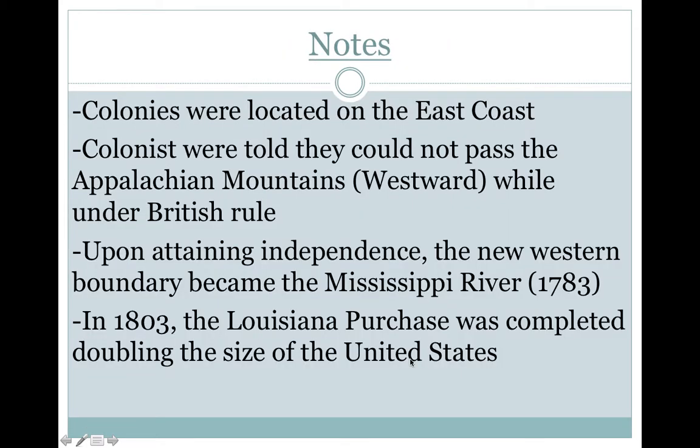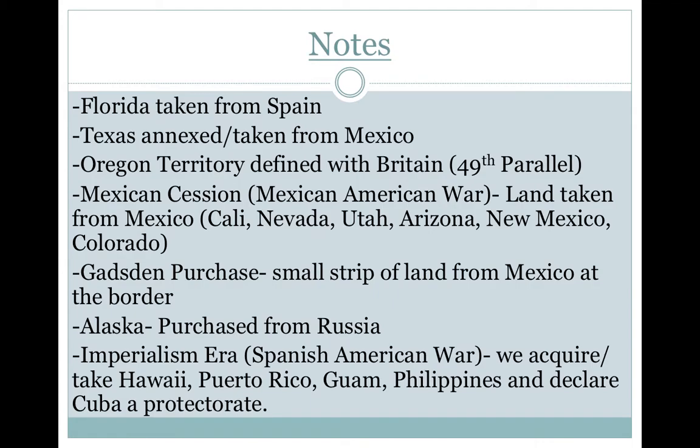If I had to give some short notes on geography in the United States, I would say, remember, the colonies are located on the East Coast, and the colonists were told they could not pass the Appalachian Mountains. That was our western boundary under British rule. Upon attaining independence, we then go to the Mississippi River. Then we buy the Louisiana Purchase, which doubled the size of the U.S., and we get all these other territories.